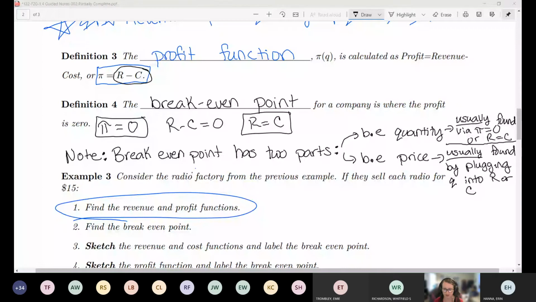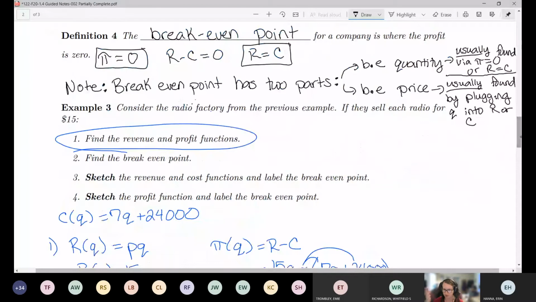If it's a question that I've written, so for a quiz or exam, I always want both parts, and I do try to put that in the instructions. I either bold point in break even point, or sometimes I will literally say, make sure to state the quantity and price. But if it's a question that I've written, I always want both parts for the break-even point.